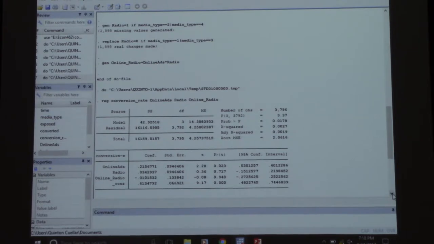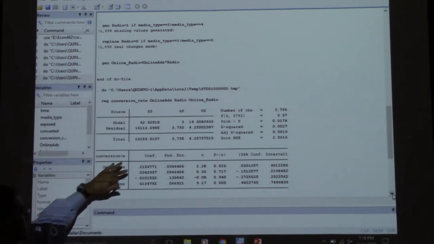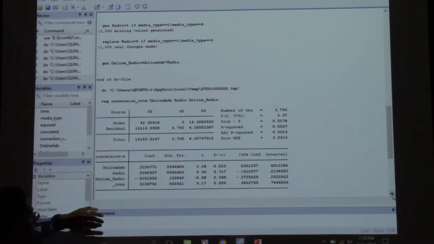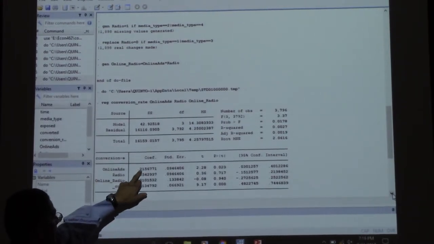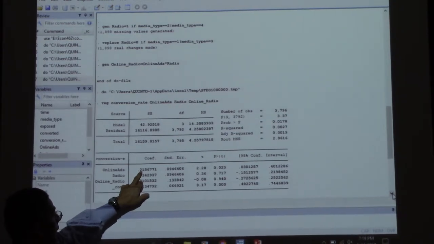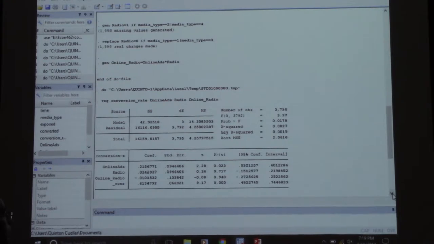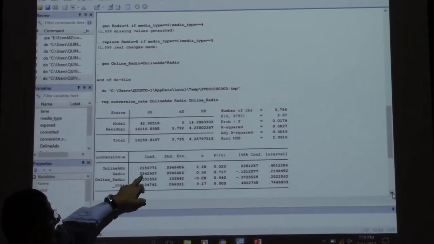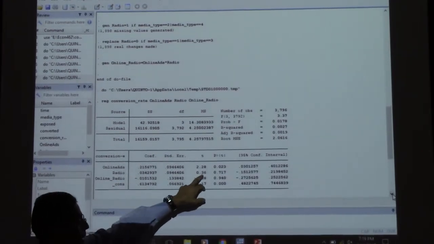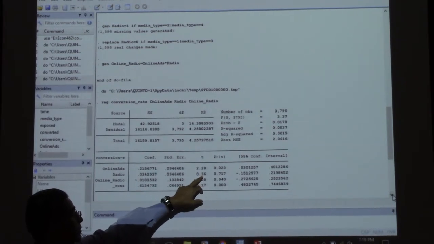And is that why we're finding the difference? Well, the coefficients are the difference. So each one of these is a difference of sorts. So this is the effect of online ads only. And it's positive and it's statistically significant. So it looks like online ads have some effect. This is the effect of radio ads. It's small and not even close to being significant.